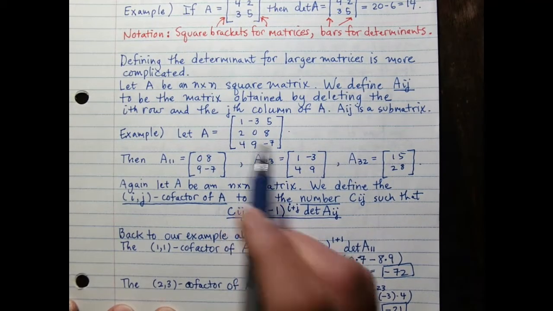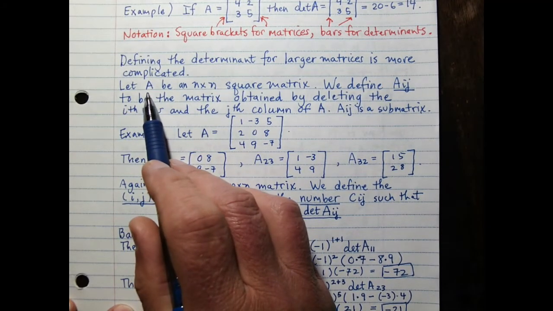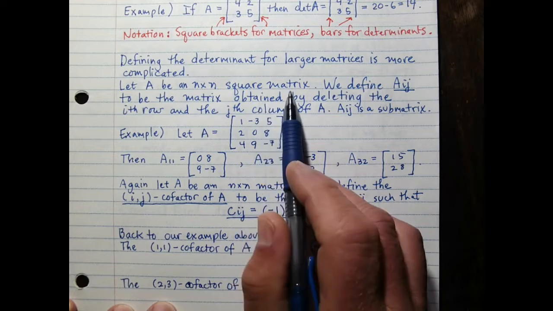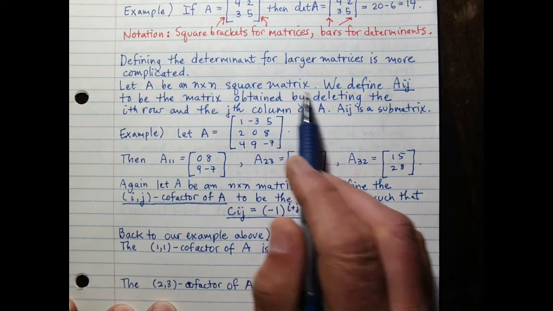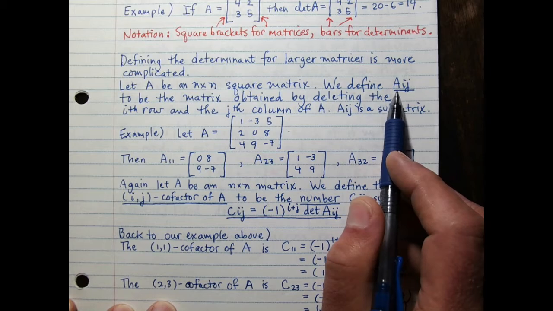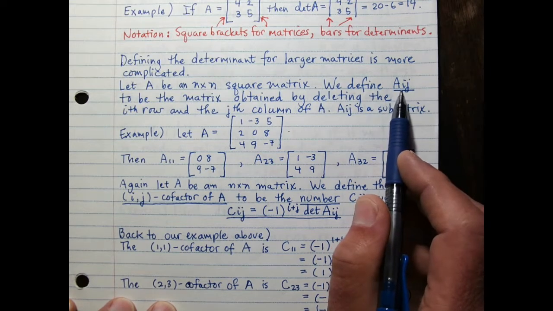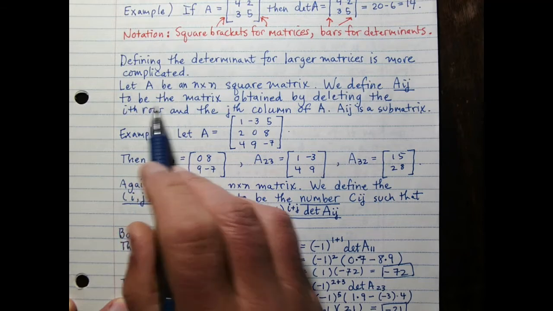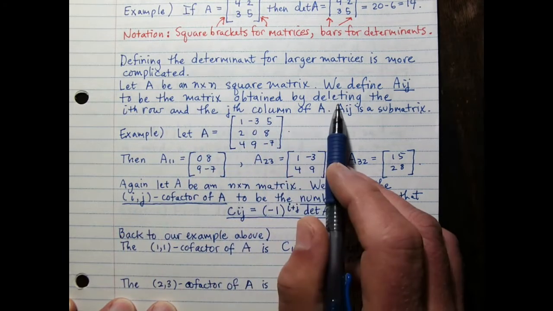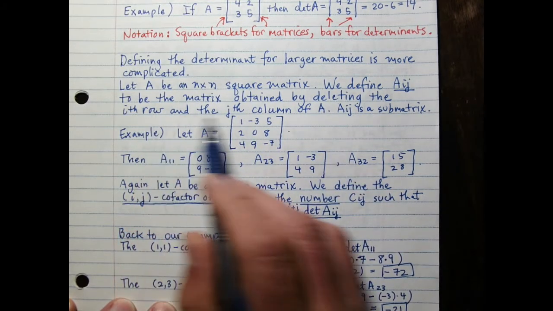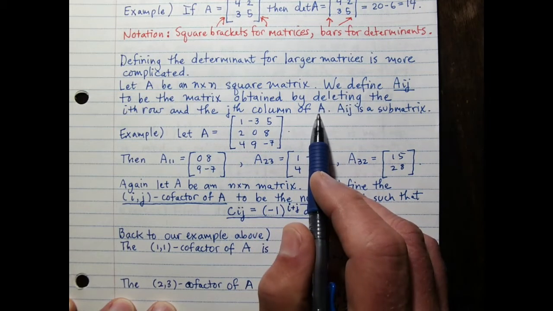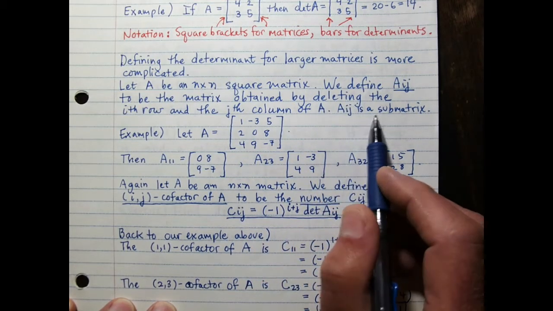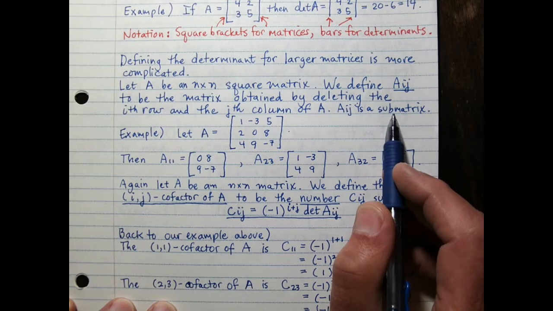And here we go. Let's start talking about that. So let A be an n by n square matrix of any size. Now we're going to define this creature called capital Aij. This is different from little aij. We're not just referring to an entry in the matrix. Capital Aij is a matrix obtained by deleting the ith row and jth column of A. Aij is called a submatrix of A.